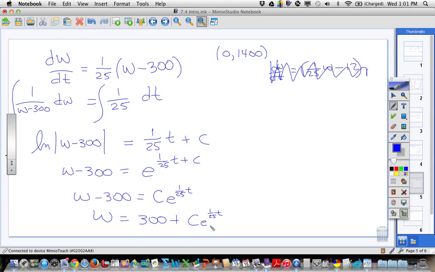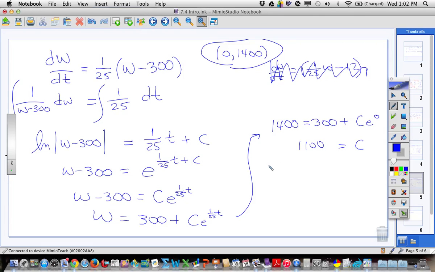Now we're not done this time because we have an initial condition. All right? So we're going to put our 0 in for t and our 1400 in for W. What's that? e to the 0. That's just 1. So c is 1100. So my final equation is W equals 300 plus 1100 e to the 1/25th t. Right?